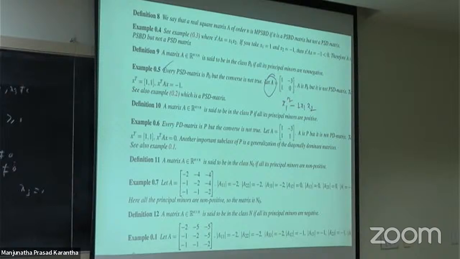Right? And if it has to be PSD, this has to be greater than or equal to 0 for all x. Now, if you take 1 and 1, it is less than 0. Right? So it is not a PSD. So a P-naught matrix generalizes PSD.